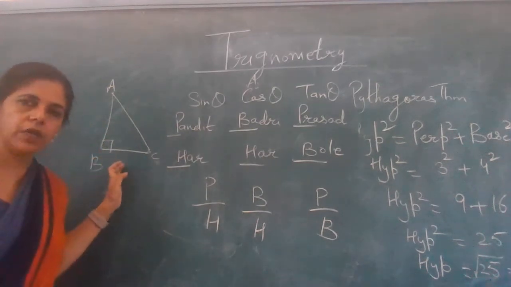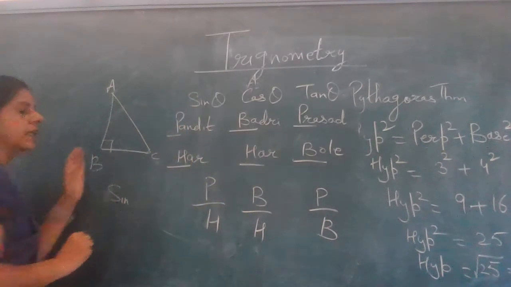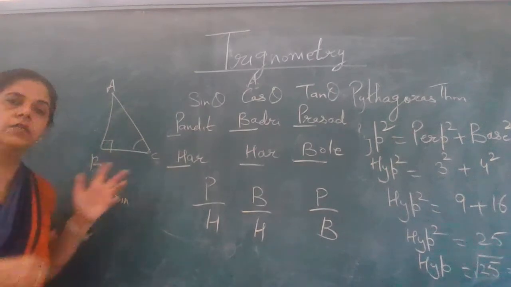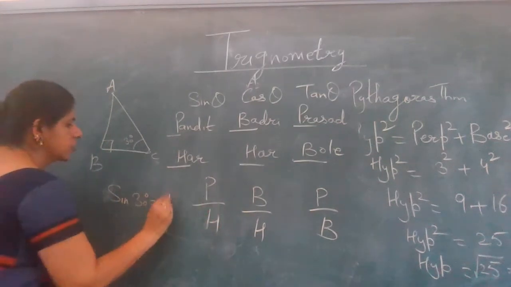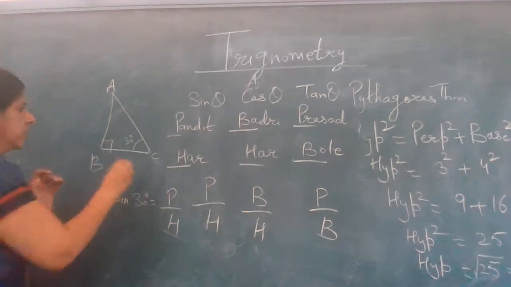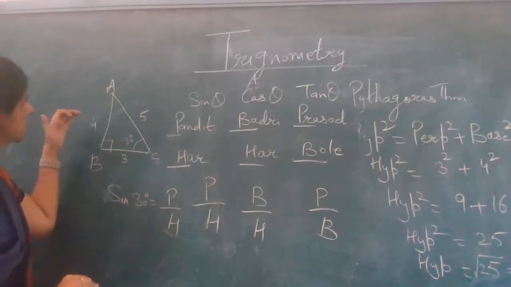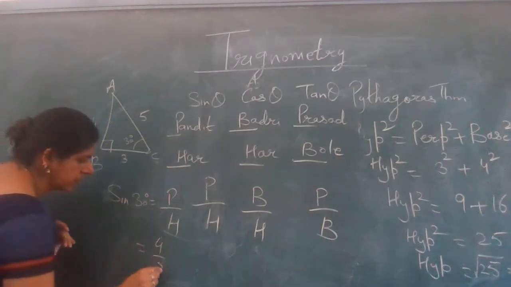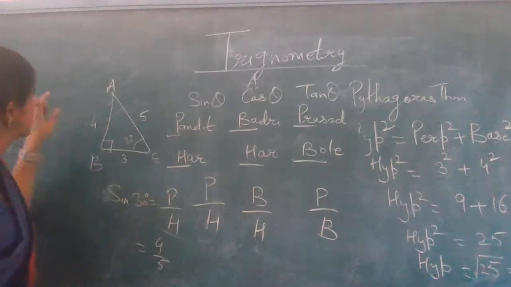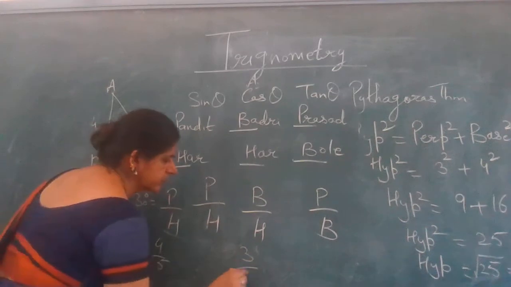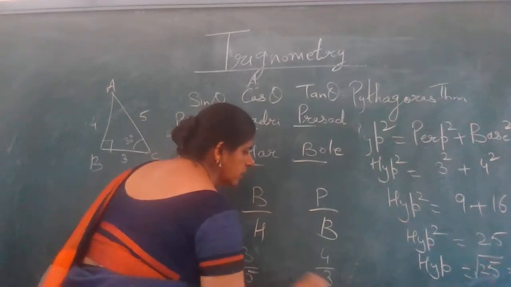So we are talking about sin theta. Suppose sin theta is P by H, and the theta here is whatever angle we have. Suppose this is 30 degree. Now sin 30 degree, we know, is P by H. In the previous triangle, we derived that this is 3, this is 4 and this is 5. So P by H means 4 by 5. For cos theta, I have written B by H, so cos 30 is 3 by 5. And for tan, it is P by B, which means 4 by 3.